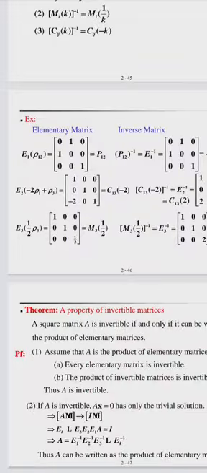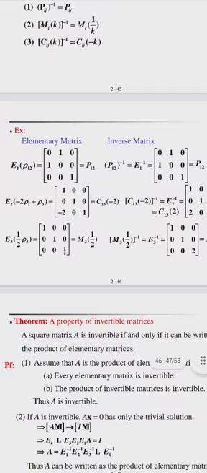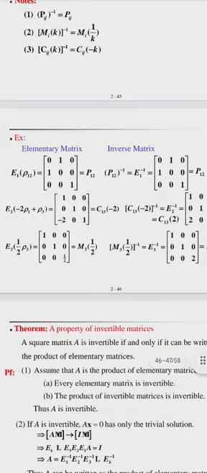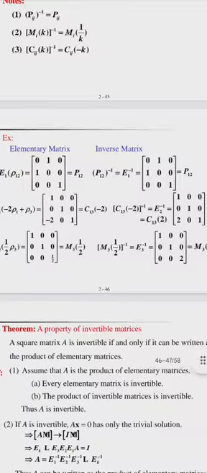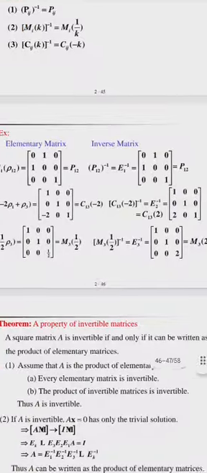Next, the last one, E3: multiplying row 3 by 1 by 2 gives 1 0 0, 0 1 0, 0 0 1 by 2. This value is M3 of 1 by 2. Now write the inverse matrix, M3 of 1 by 2 the whole inverse. We can see from the second note that Mi of 1 by k equals Mi of k inverse. So the matrix 1 0 0, 0 1 0, 0 0 2 is equal to M3 of 2.